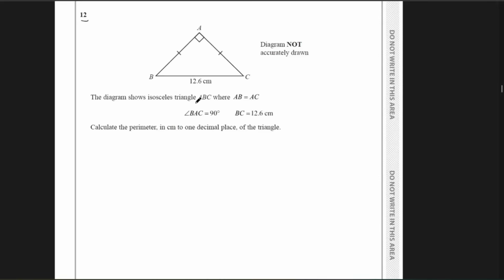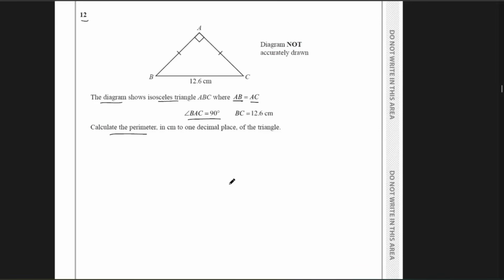Okay, question 12. We have a right triangle here. It says the diagram shows isosceles triangle ABC where AB is equal to AC. We can see, yes, these two sides, AB and AC, are equal to each other. Angle BAC is 90 degrees, and the side BC is 12.6 centimeters. Calculate the perimeter in centimeters to one decimal place of the triangle.